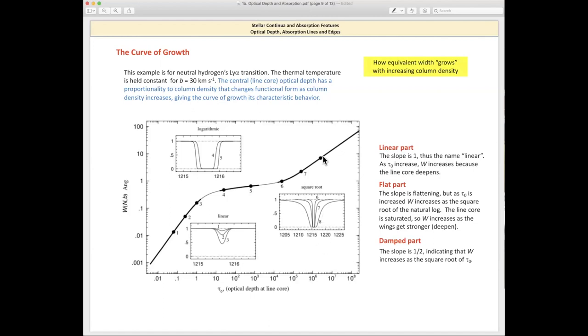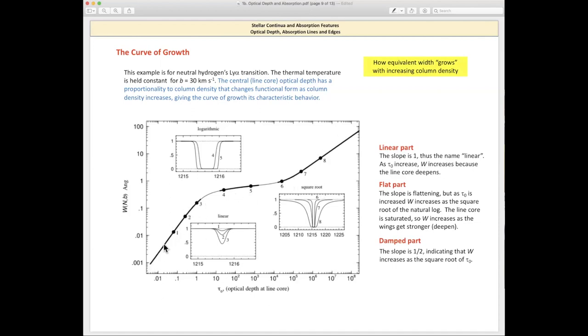And then if you go even higher, you can start to see these damping wings really kick in, and they could spread over 30 to 60 angstroms. They can really become broad. I mean, an absorption line that's 30 angstroms wide from side to side, that's a huge piece of spectrum being wiped out. And the equivalent width is going to go up. But notice that the slope of this curve is not as steep as the slope here.